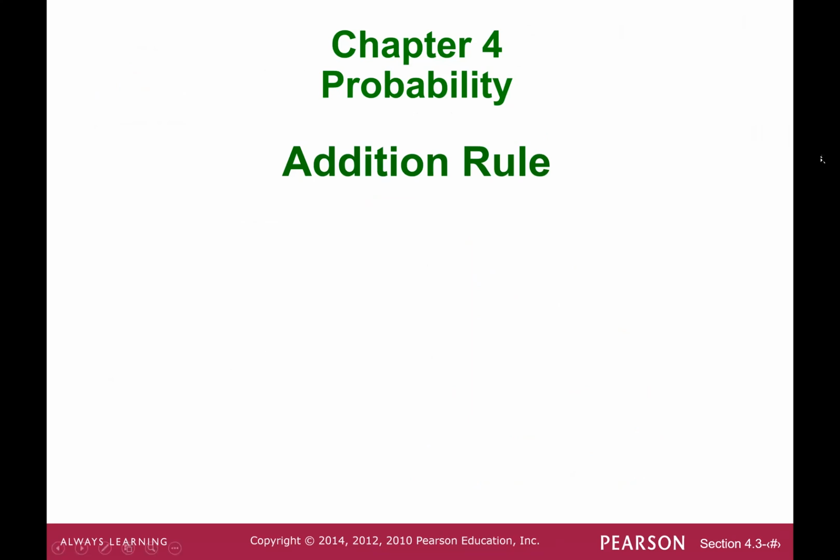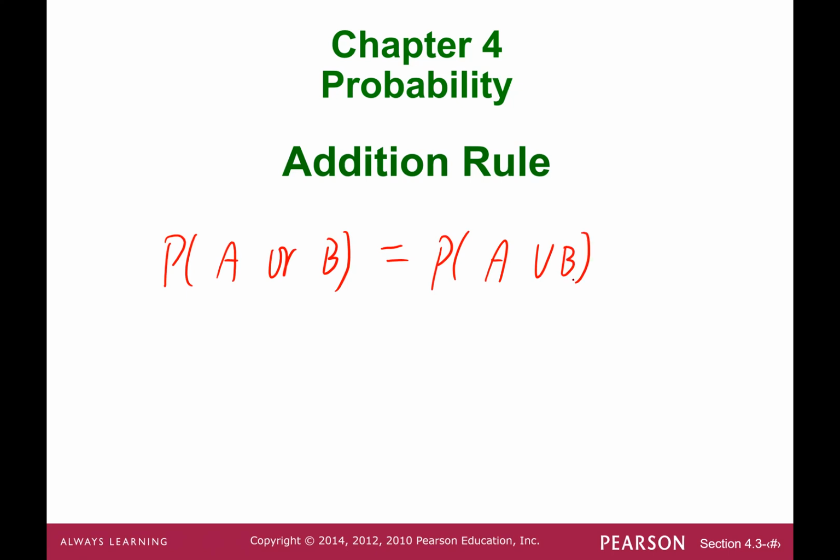Now, the second important topic in this chapter is what we call the addition rules. The notation here is probability of A or B. So we have two events, event A and event B. And this A or B indicates the probability of A union B. That means everything in A, everything in B, so three different layers.